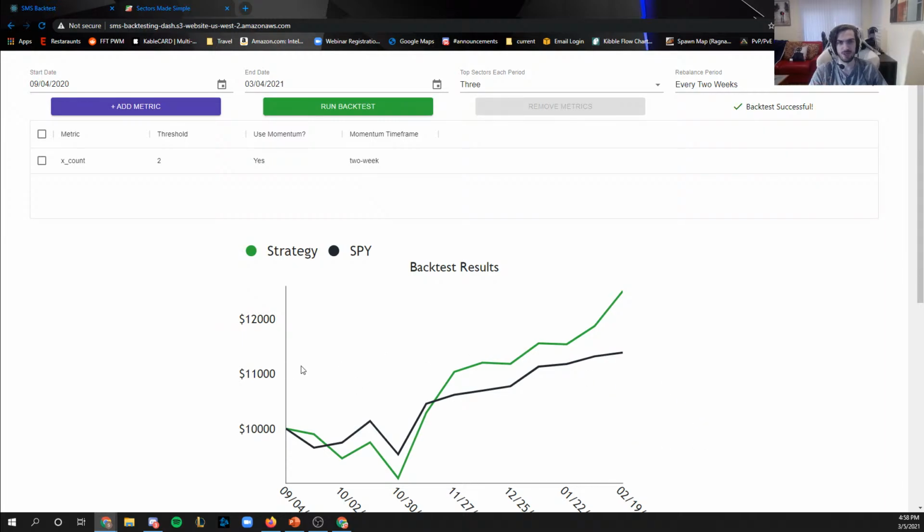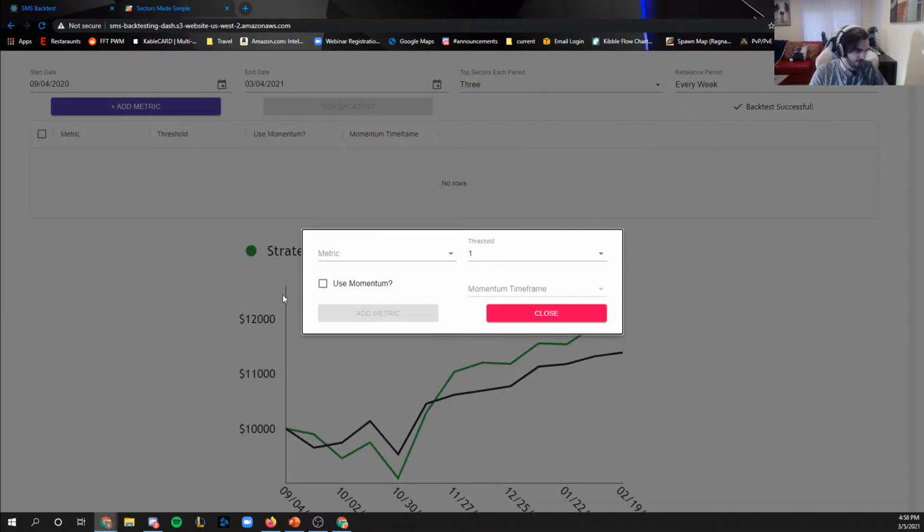Find the strategy that maybe worked long term, or maybe the strategy that is doing the best today. There is no right answer. There's only the right answer for you. X count of 3 or more every week, only momentum. Let's do it. So X count, momentum, 3 or more.